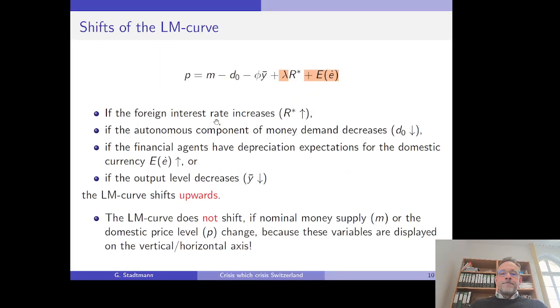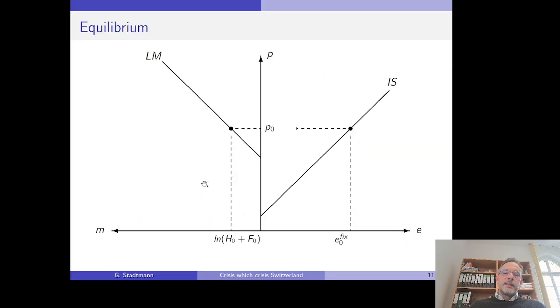So the LM curve shifts to the right in case the foreign interest rate increases. You can see here that there is a positive sign in front of R star. So when R star increases, P has to increase so that the equal sign holds. The LM curve shifts upwards, like in this diagram here.